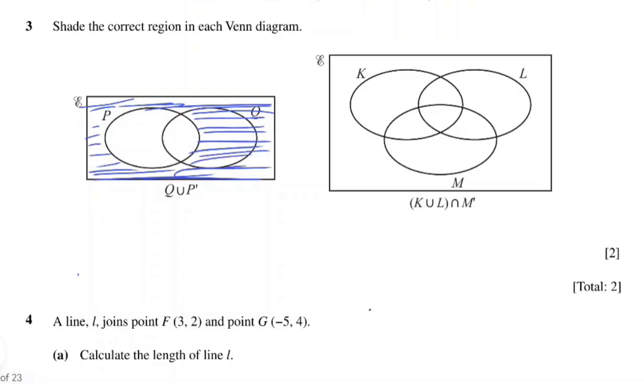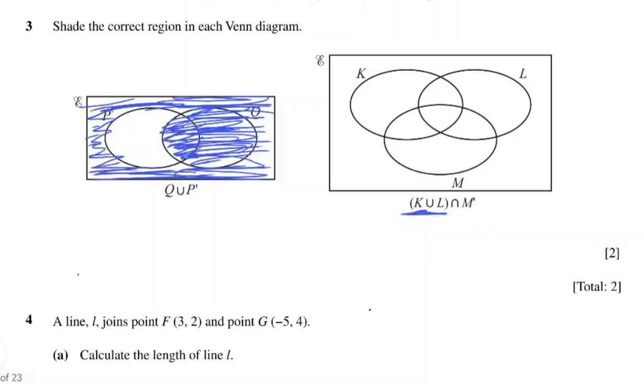Okay, then union Q. So we have to add Q. So this is the answer. All of this should be shaded. Since it's a union, you have to shade this one as well because you have to add Q. Don't forget that.